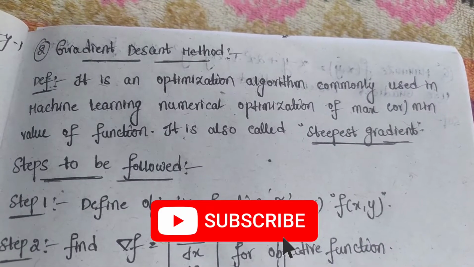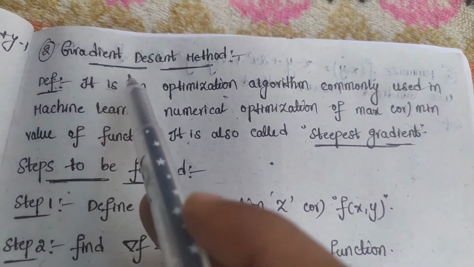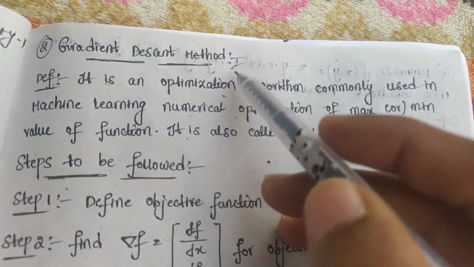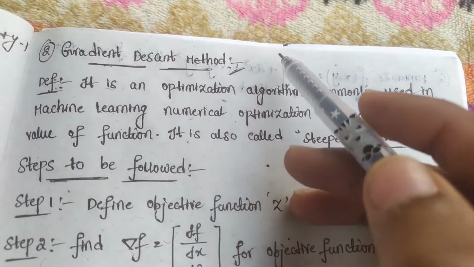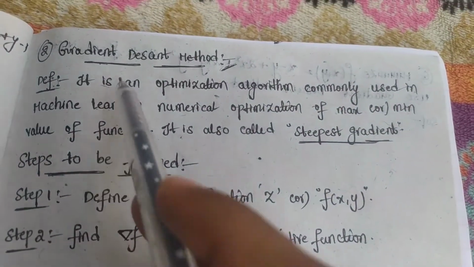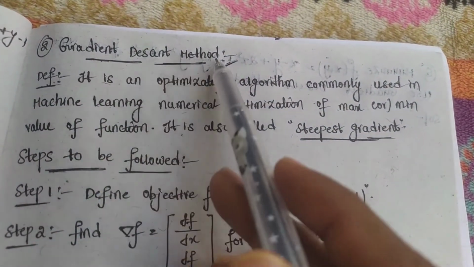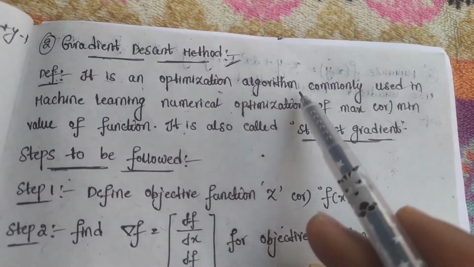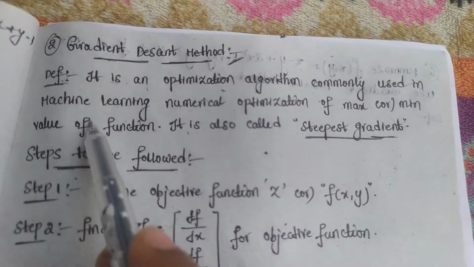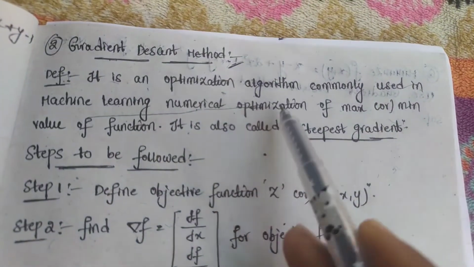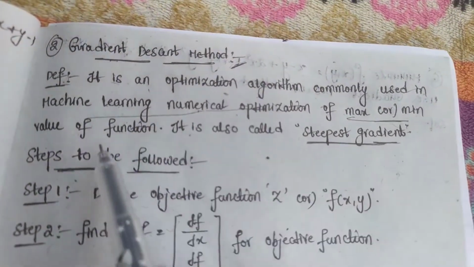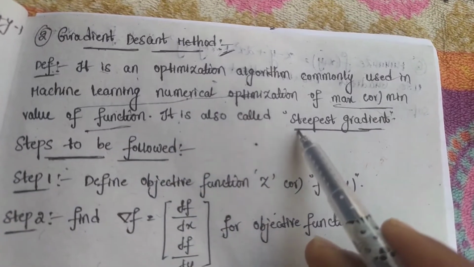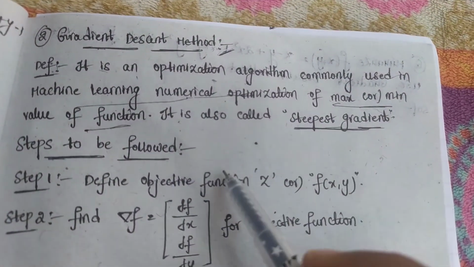Today we discuss the gradient descent method, which is the most important one. This concept is asked often from the exam point of view. The main definition of the gradient descent method is that it is an optimization algorithm commonly used in machine learning, for numerical optimization of the maximum or minimum value of a function. It is also called steepest gradient.